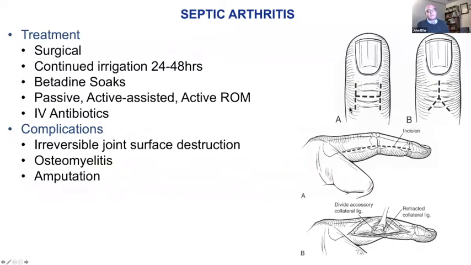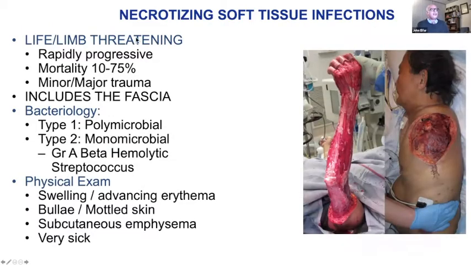And through the distal interphalangeal joint, a lot of people use this. Why? I use these H-shaped incisions for that, going on either side of the tendon, trying to preserve the tendon. Complications are cartilage destruction, something that we do not have a cure for in 2020. Osteomyelitis because of spread, and these can result in amputation. Necrotizing soft tissue infections, these are things to mention.